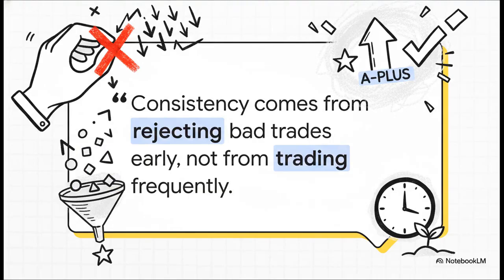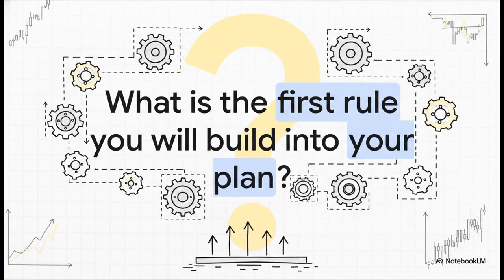And that's really the final takeaway. Real, lasting consistency in your results doesn't come from being busy and trading all the time. It's a direct result of discipline. The discipline to filter, to wait, and to say no to everything that isn't a grade A opportunity according to your rules. We've just laid out a complete blueprint. This isn't theoretical anymore. So the only question that really matters now is this. What is the very first non-negotiable rule you're going to build into your own trading plan starting today?